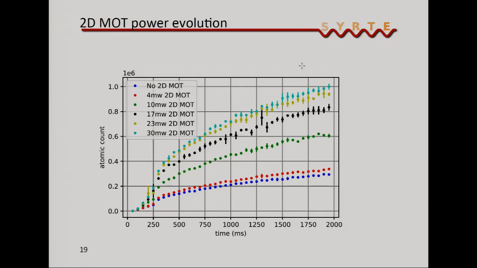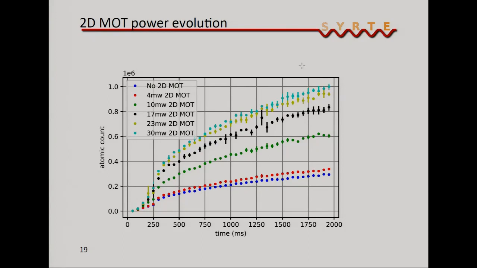Then we decided to put the 2D MOT on and to increase again and again the power. The first thing we see is an increase: the more we increase the power, the more atoms we have, except that at the end, when we compare these two curves, we observe a sort of saturation. I will say a few words about that a bit later. So this graph allowed us to choose between two configurations.